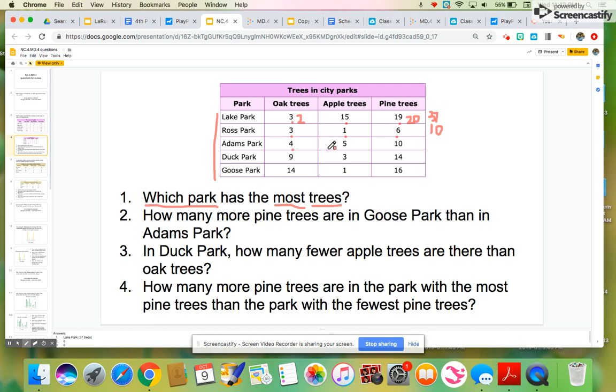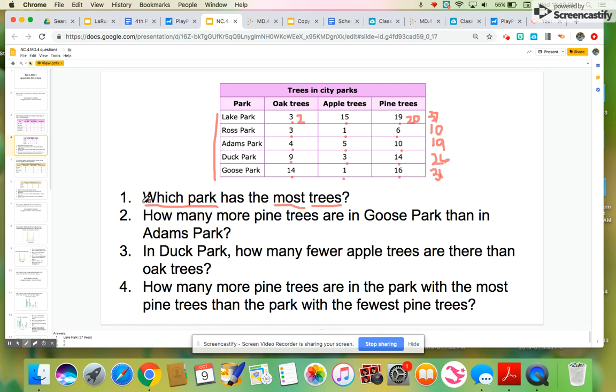In Adams Park, 4 plus 5 is 9, and 10 more is 19. So there are 19 total trees in Adams Park. 9 plus 3 is 12, and 14 more is 26. So 26 total trees in Duck Park. And then in Goose Park, 14 plus 1 is 15. And I'm just going to double that, even though I have 16. 15 plus 15 is 30. And then I just need to add 1 more, which means I have a total of 31.